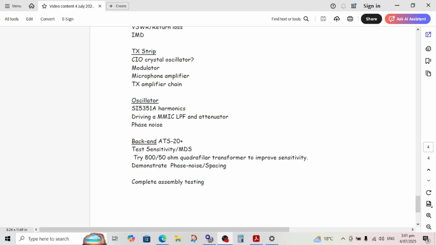The back end, the first test will be to check the sensitivity and the MDS of the ATS20, and we'll try to make it slightly more sensitive to a 50 ohm setup, as I believe the input impedance is around 1 kilo ohm. And once everything is complete, I will attempt to do the complete assembly testing.